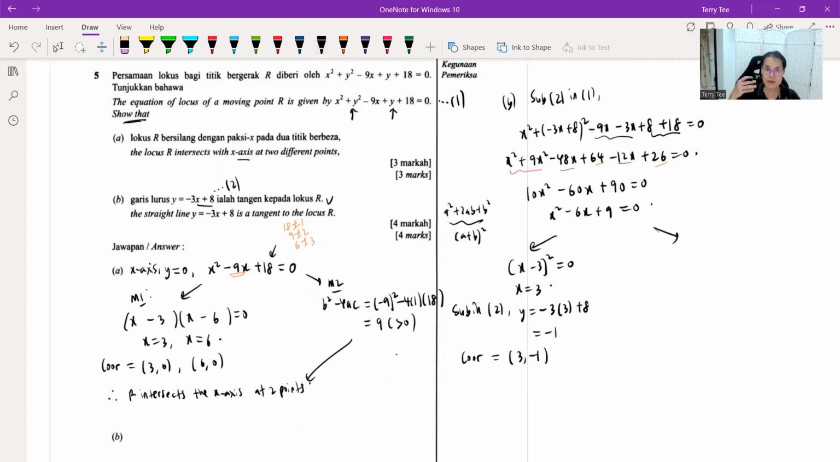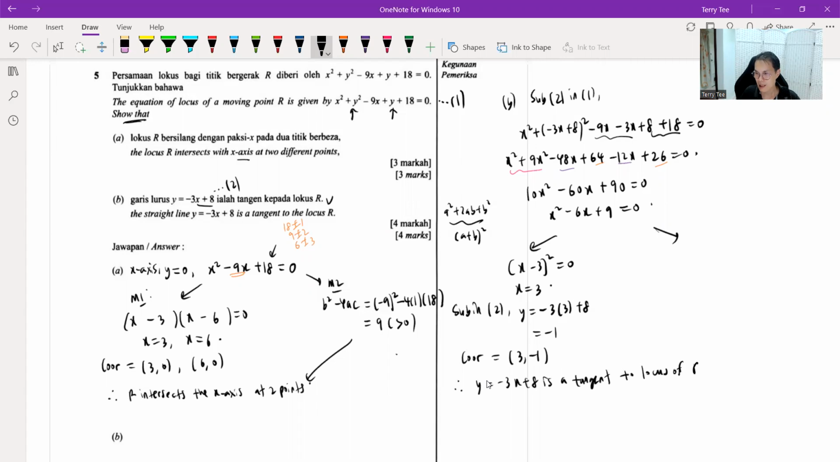Okay, this coordinate (3, minus 1) means what? It touches 1 point, right? So therefore, we can conclude that, yep, the straight line, the equation y equals minus 3x plus 8, is a tangent to locus of R.